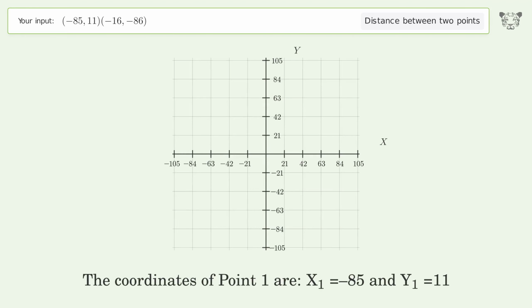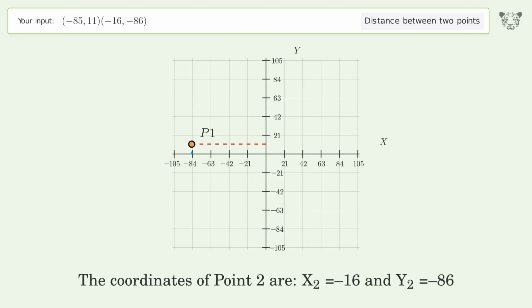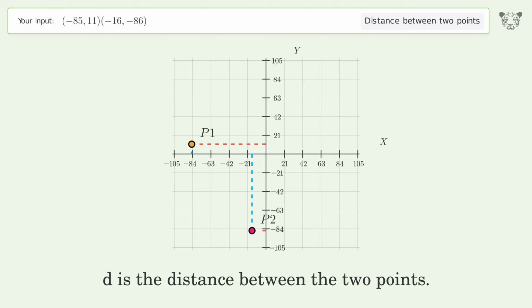The coordinates of point 1 are x1 equals -85 and y1 equals 11. The coordinates of point 2 are x2 equals -16 and y2 equals -86. D is the distance between the 2 points.